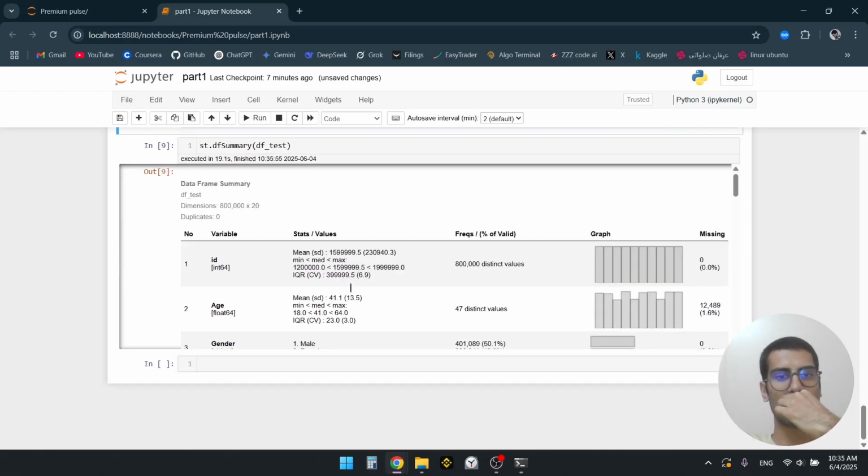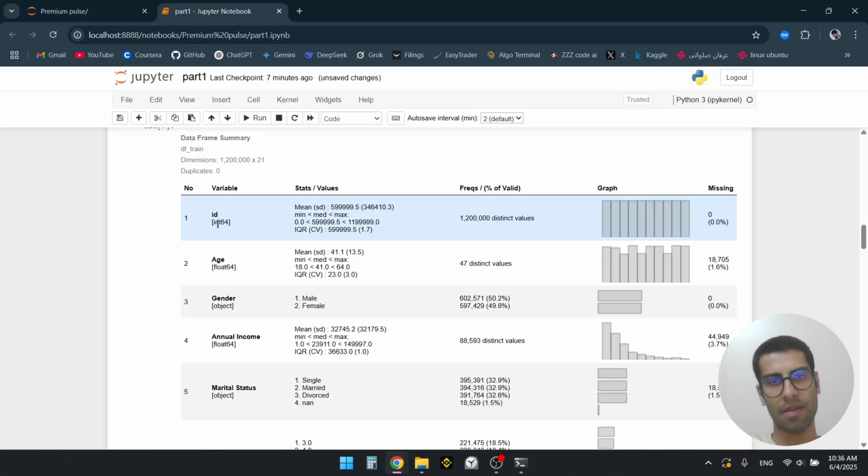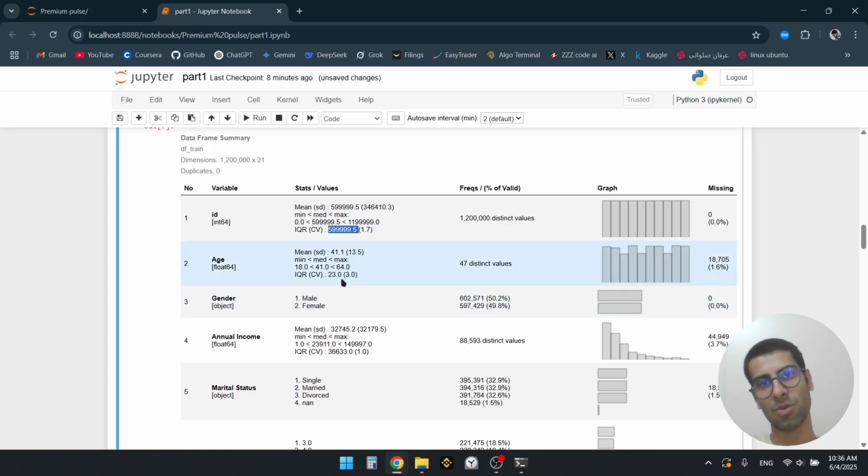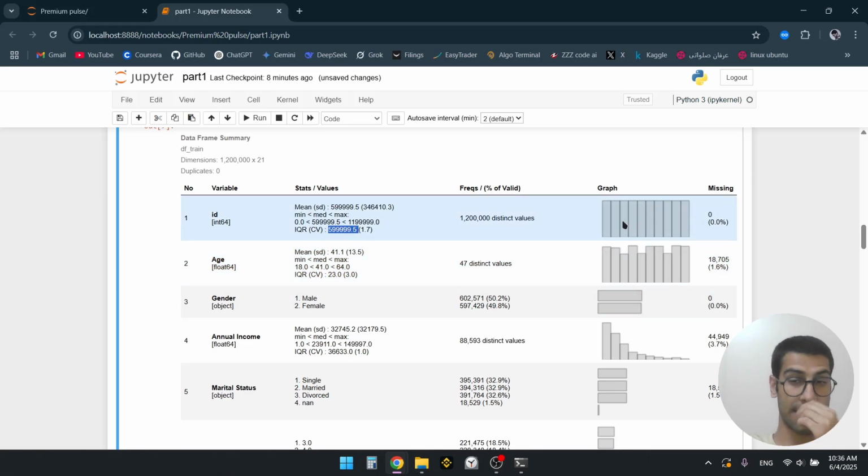Okay, now we have ID, we have the mean and the standard deviation of these values. We have mean, median, and maximum. The mean is 0, and the maximum is wow, 1,199,000. We have the IQR, the difference between the third quartile and the first quartile. And you can see the graph. It looks exactly like a uniform distribution. We have no missing values since it's ID. It's really normal, and it's not really significant in our data analysis and modeling.